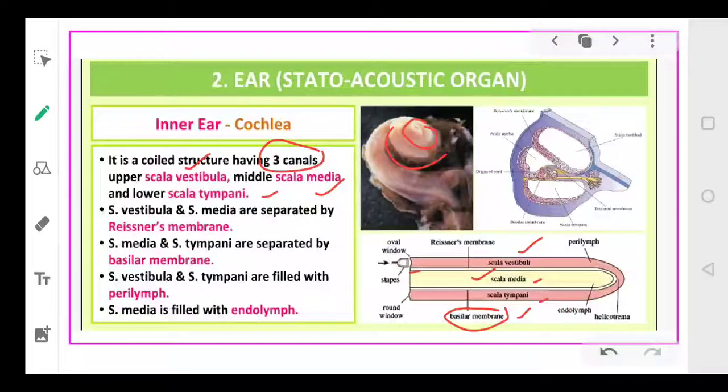Okay. So the cochlea is basically made up of 3 canals. Uppermost is scala vestibuli, then scala media, and the third is scala tympani. These are separated from each other by Reissner's membrane. This particular membrane is called Reissner's membrane.